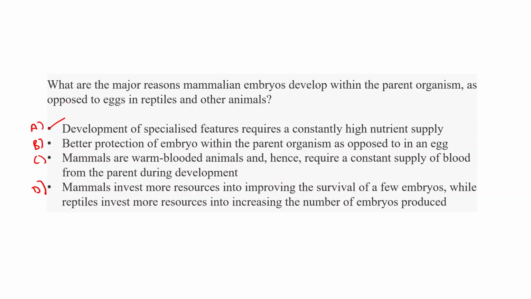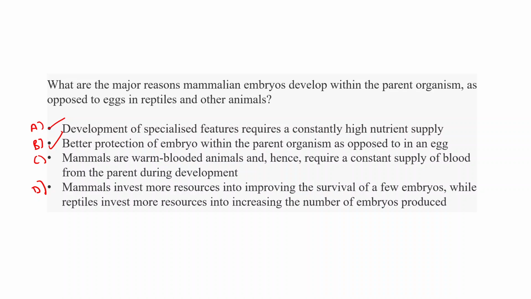Second is better protection of embryo within the parent organism as opposed to in an egg. Is it correct or not? Yes, it is correct. Why? See, developing inside the uterus protects the embryo from predators, desiccation, and also from fluctuations in the environment, which is not possible when there is an egg buried outside. So there is a protection. The environmental temperature fluctuation is not there, predator threat is not there. There's a better protection. So B is also a correct statement.